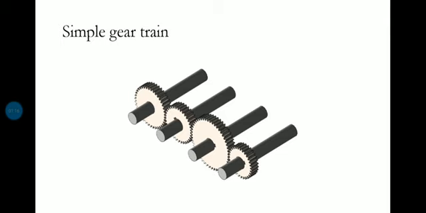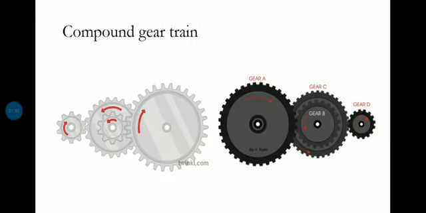So here each shaft contains one gear only, right? So that is the definition of a simple gear train: a gear train where there is only one gear per shaft. Then what will be the other type? Then there are more than one gears on one shaft. That is called another type, the compound gear train.